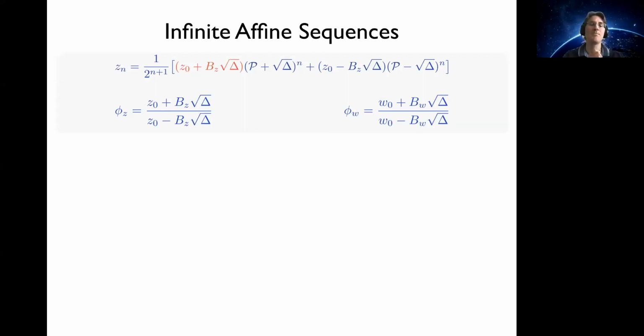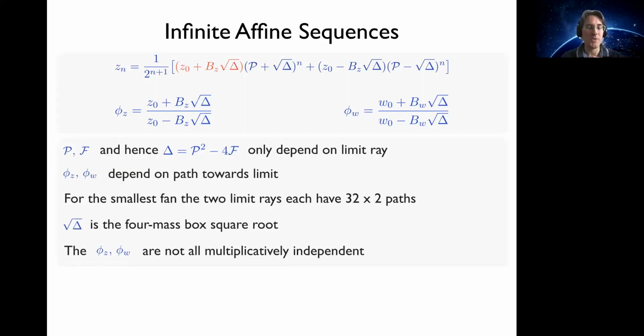So, we took an explicit solution for our recurrence. And now I'm going to read off these coefficients and I get these ratios, phi z, phi w. And the ratios are new. The products are not new. They're comprised in the rational set that we already got from the G-vector rays. The ratios are new. And this P and F that I introduced and the delta, therefore, they only depend on the limit ray that I get from doing this sequence. The ratios depend on which path I took towards that limit ray.